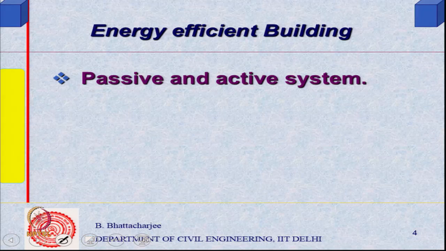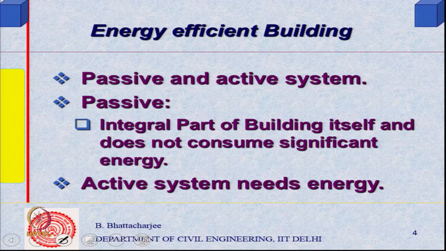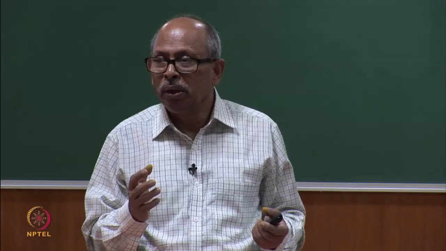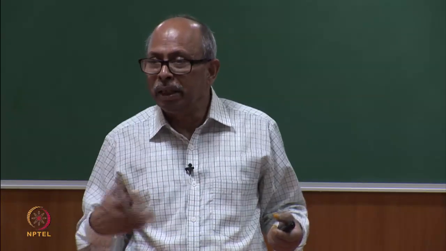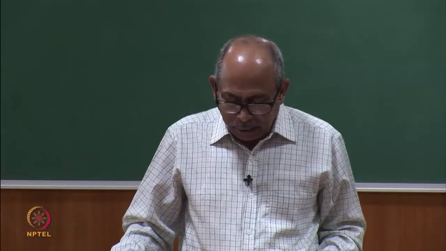And then we have seen that you can make an energy efficient building, with passive and active systems. Passive means an integral part of the building which does not require any further energy, and does not consume significant energy. An active system would need additional energy, like HVAC we talked about. But supposing you are designing your envelope in such a manner that your Q sensible that we talked about is minimal, fabric heat gain is reduced, then that would be through passive means. So, that is what it is.